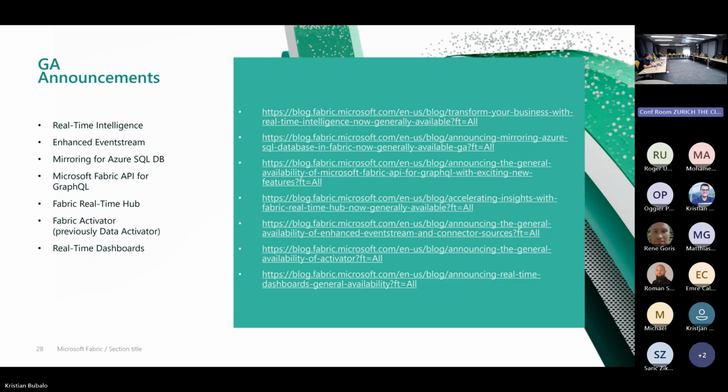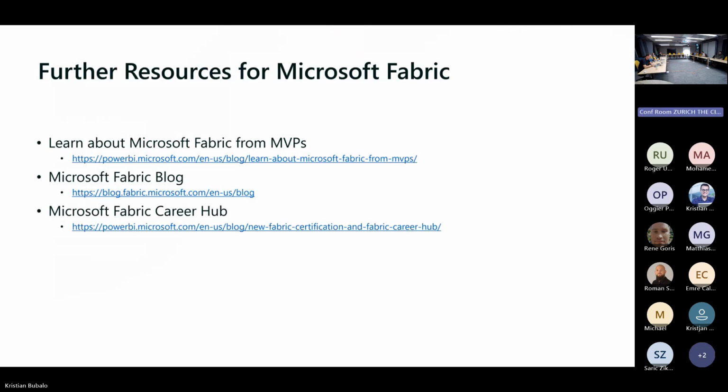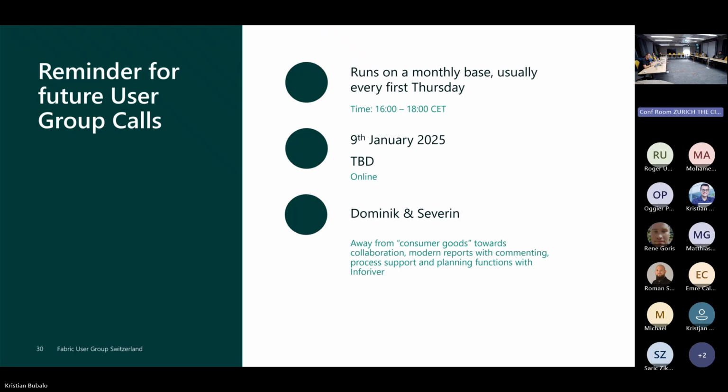Whew, that was fast. Any questions? All right, 2-3 more slides. One is for the next user group. Until now, you know that it runs every month from 4 to 6, and the next one will happen on the 9th of January. The time I specifically set to be defined, and as well the location.